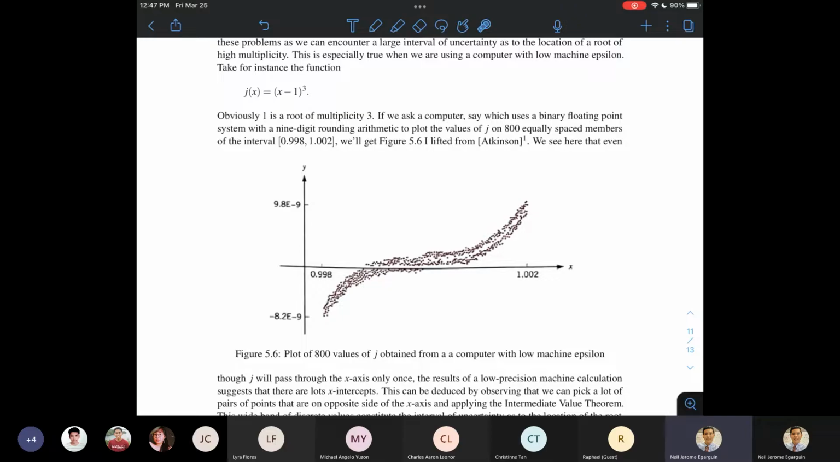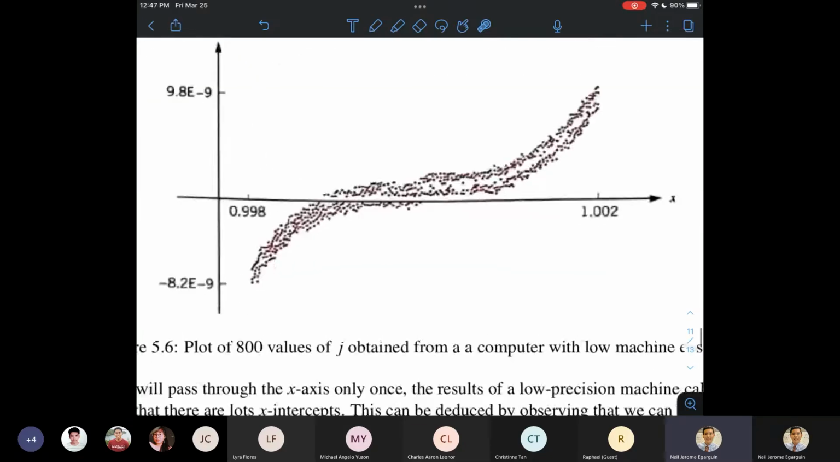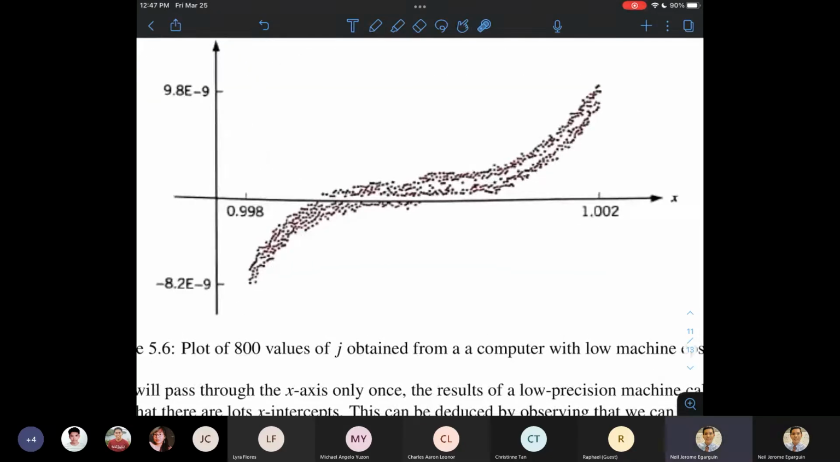Tapos pag tinanggal ko yung option dun sa plotting calculator na i-connect yung mga dots, ito yung makikita ko, yung result ng mga dots. So, kung makikita nyo, napakakapal ng band containing the function value. So, ito yung tinatawag nating interval of uncertainty. Yung function evaluation involves some unavoidable error due to the machine calculation. So, and then ang nangyayari, it might alter the root finding technique, especially if it is interval based. Kasi ito lang yung actual graph eh.